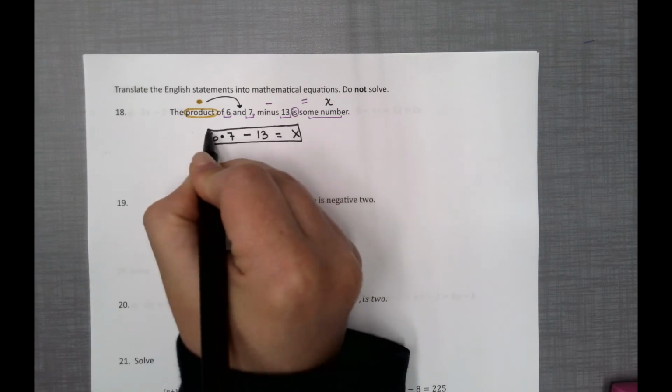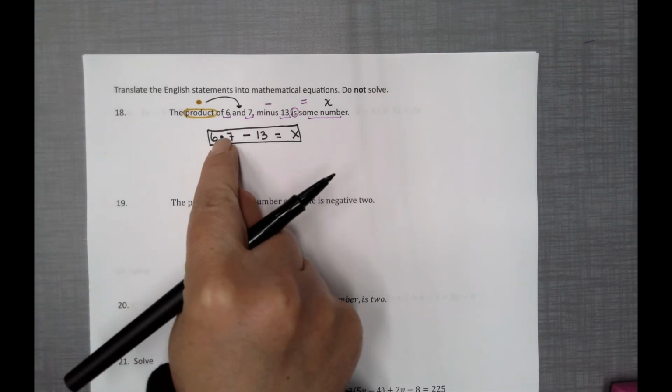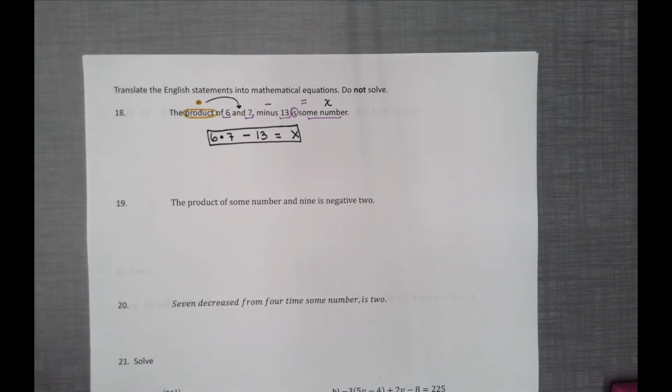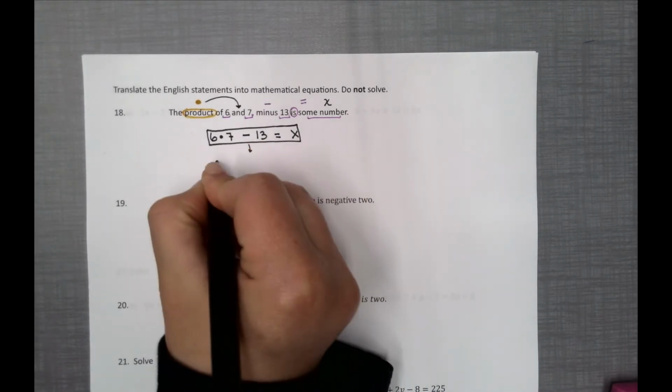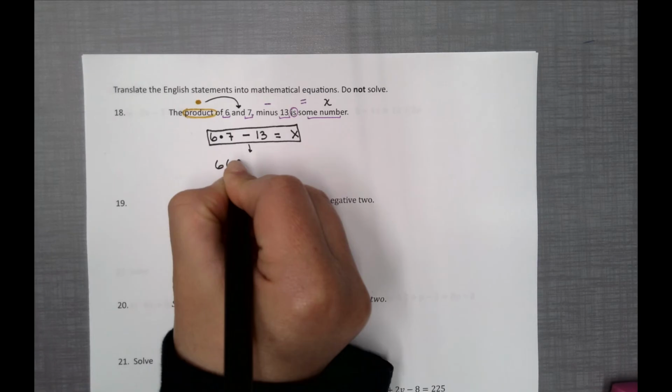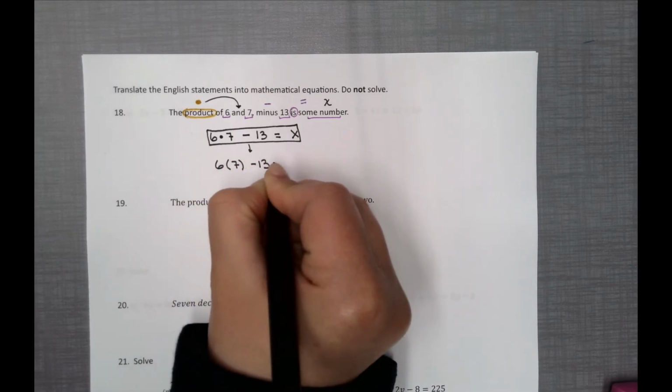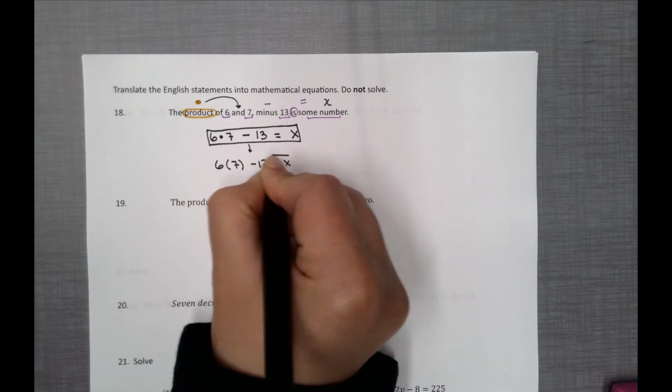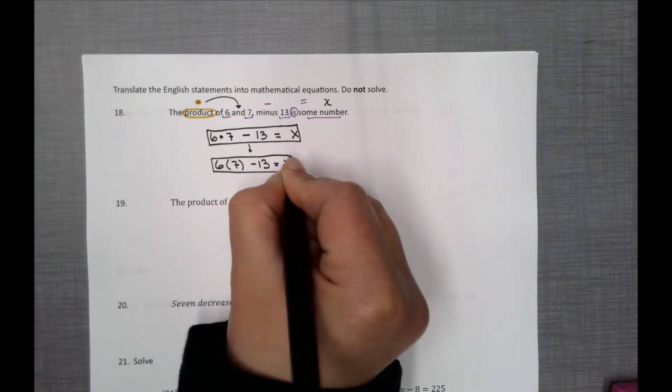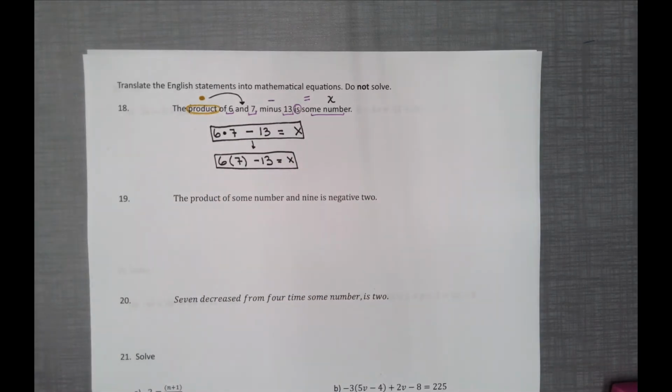Now, sometimes this looks silly using a multiplication symbol like this because mathematicians are lazy. Another way you can write this is 6 times 7 minus 13 equals x. This looks a little bit prettier mathematically, but both of them are absolutely okay.